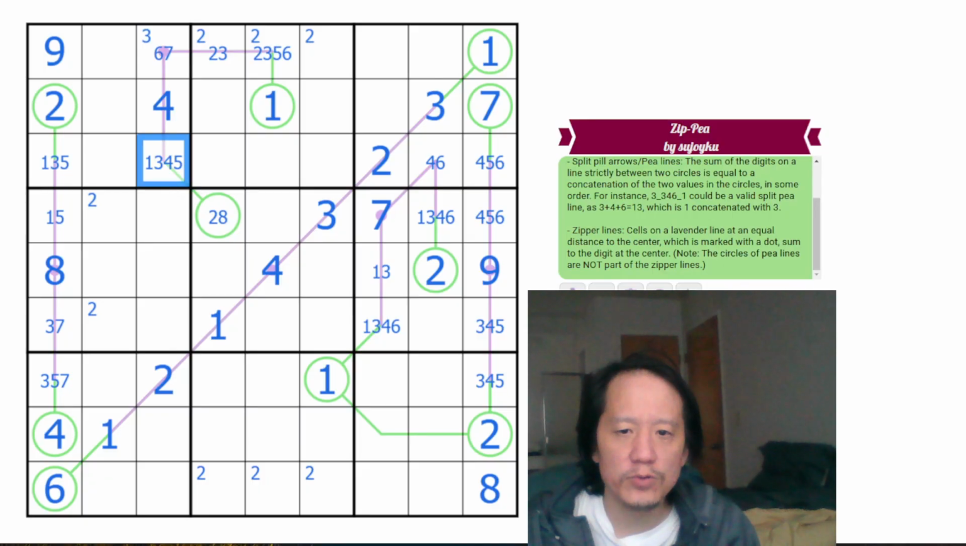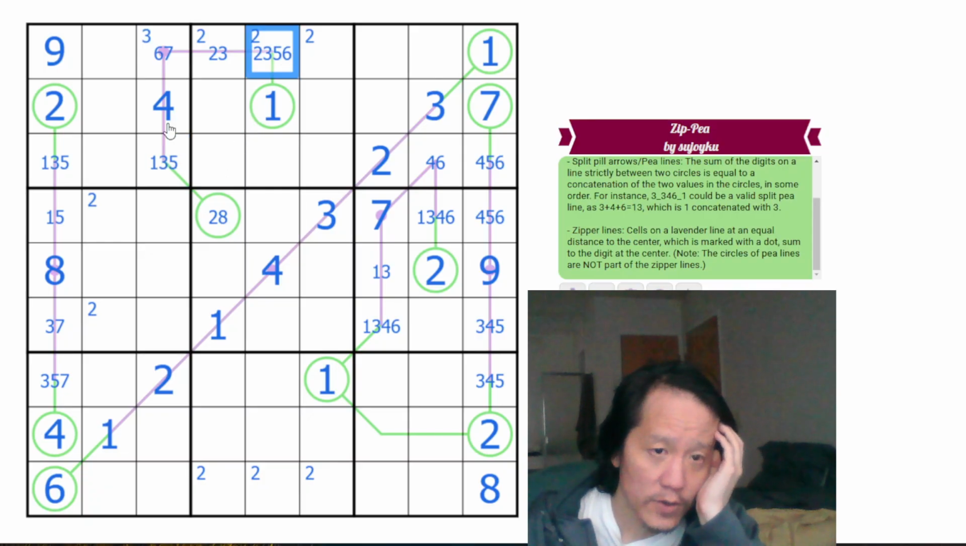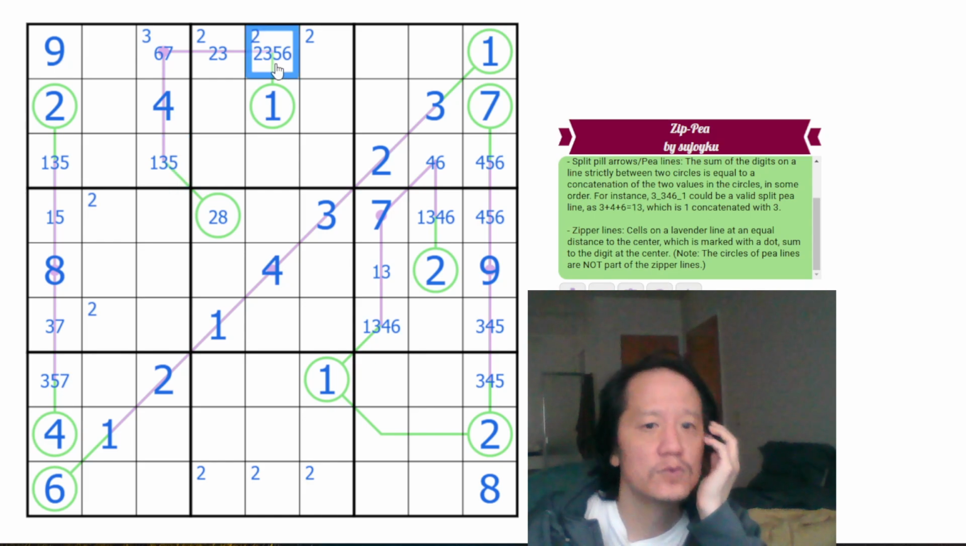We don't know where the 4 is here. So this can't be 4. This still could be, so if it's 6, this is 1 or 3 with 3 or 5. If it's 7, it could be 1 and 5 with 6 and 2.